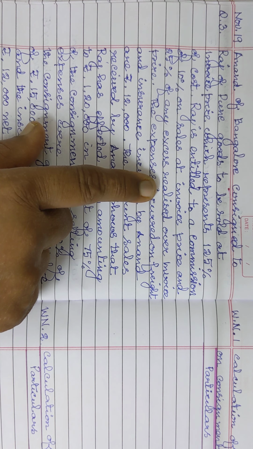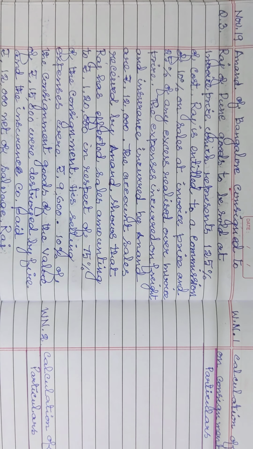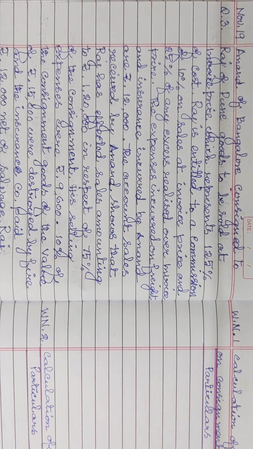If you are not clear with what is overriding commission, please visit my video on concept clarity of consignment, in which I have explained all the three types of commission: ordinary commission, del credere commission, and overriding commission, why they are given and what are the benefits.